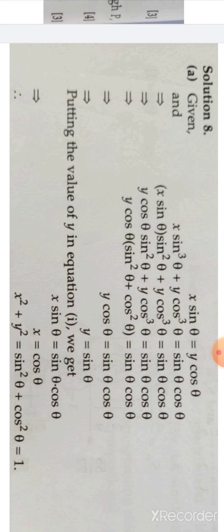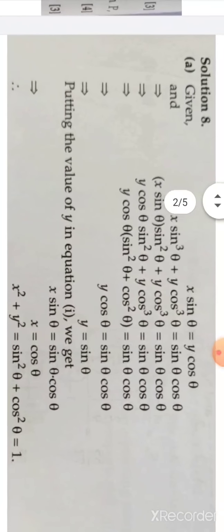Now what is x sin theta? It is y cos theta. So substitute the value of that. Instead of x sin theta, keep y cos theta, and the rest all same. So now y cos theta taken common, and in the bracket we get sin square theta plus cos square theta is equal to sin theta cos theta. Now as we know, sin square theta plus cos square theta is 1. So we are left with y cos theta is equal to sin theta cos theta. From both sides cos theta gets removed, so y is equal to sin theta.